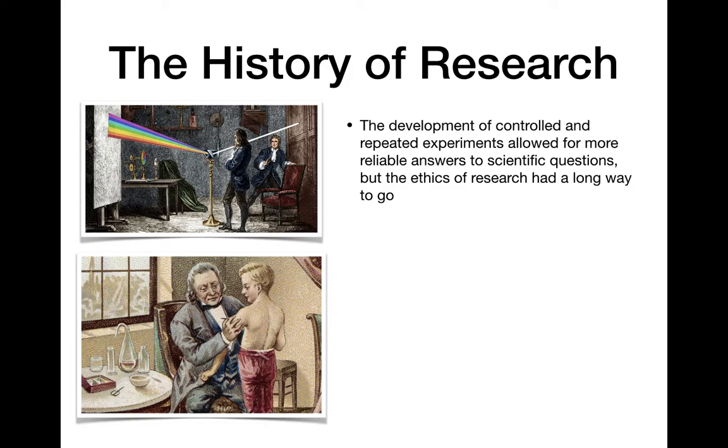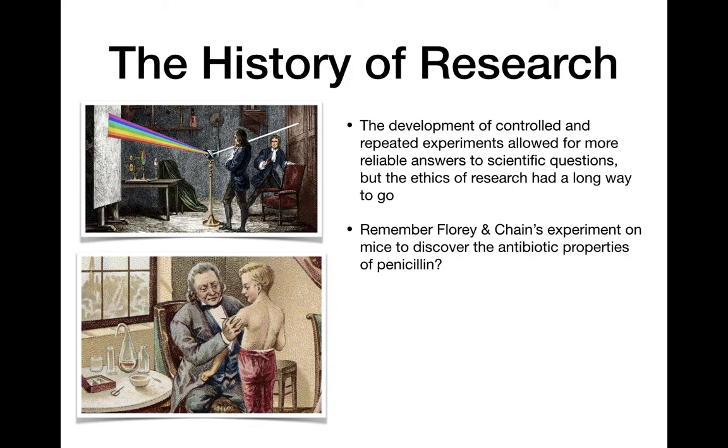So they got better and better at making the data more reliable, understanding better what their experiment was trying to find, and whether they were actually controlling the various variables, all that kind of stuff. But the ethics part of research took a really long time to get to a decent place, and it still needs work today. Do you remember Florey and Chain's experiment? We talked about this earlier, their experiment on antibiotics, about penicillin.